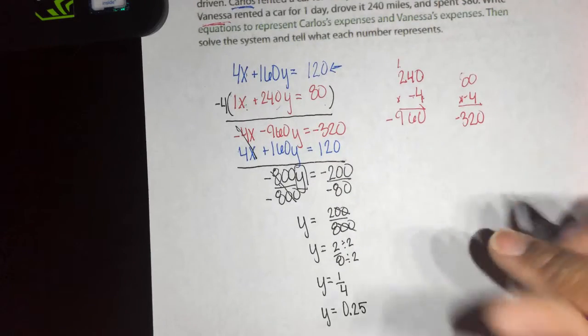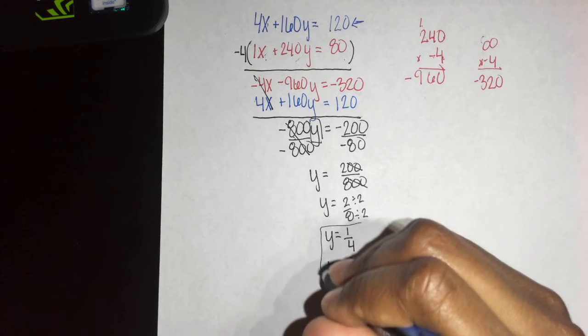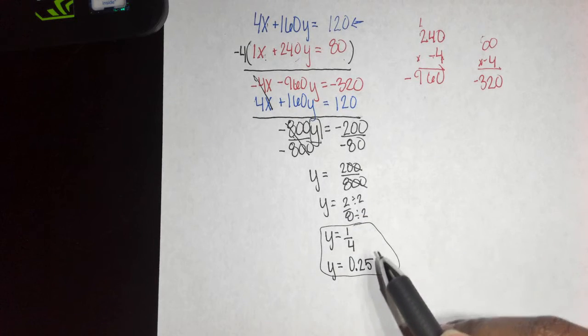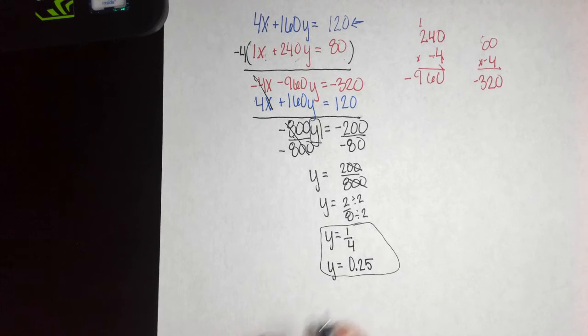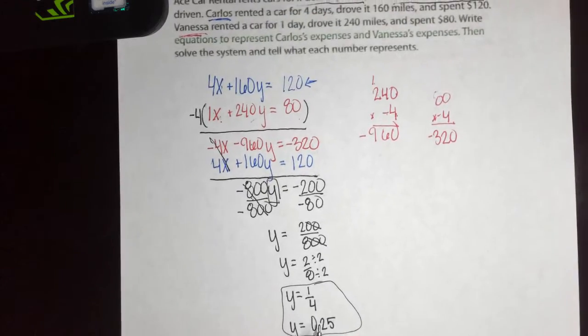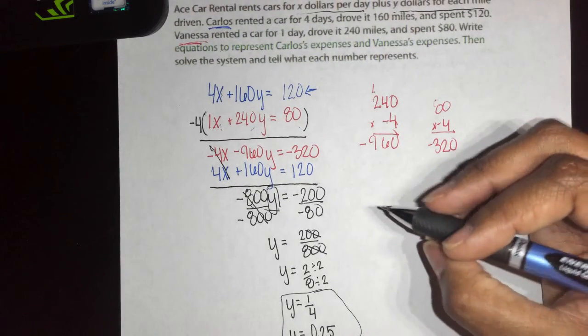So I still need to figure out what is my x. I could take either one of these. These mean the same thing. 1/4 is the same thing as 0.25. So I'm going to take that and plug it back into my original equation.